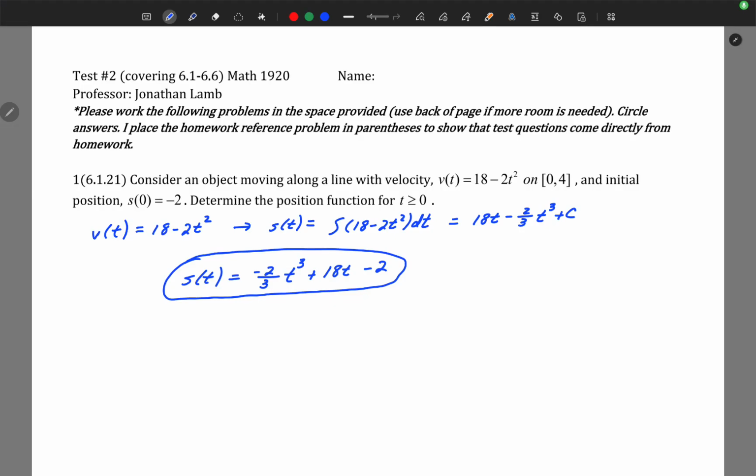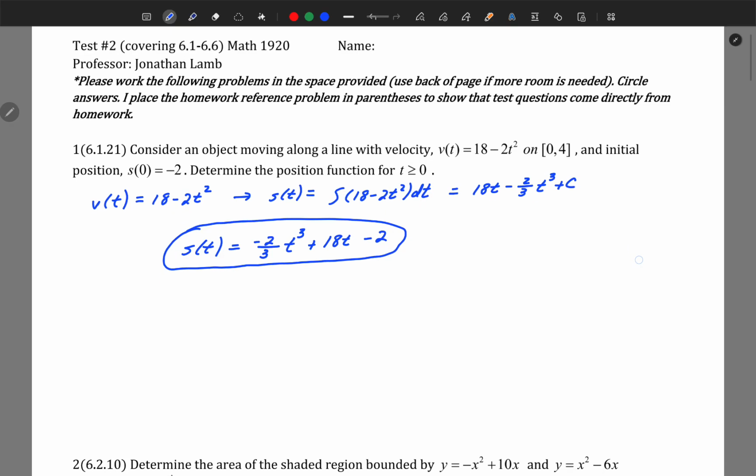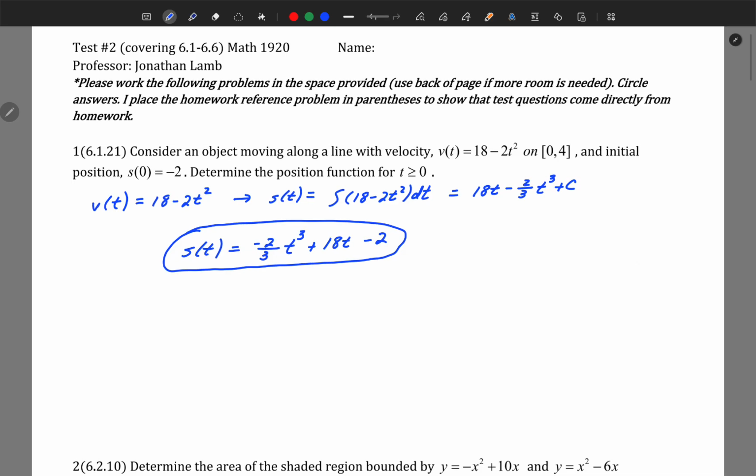This will be our review for our second test covering sections 6.1 through 6.6. The first problem here, pretty easy and straightforward, comes out of section 6.1, number 21 out of the book, the corresponding problem on my lab. It's asking us to consider a velocity function over the interval 0 to 4. And you're given the original position as -2, and we're supposed to determine the position function.